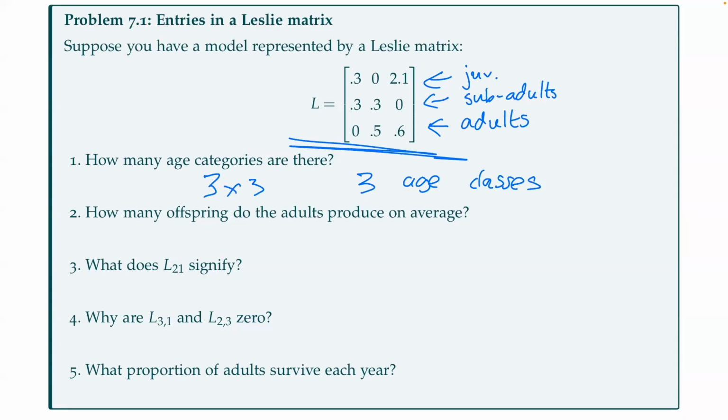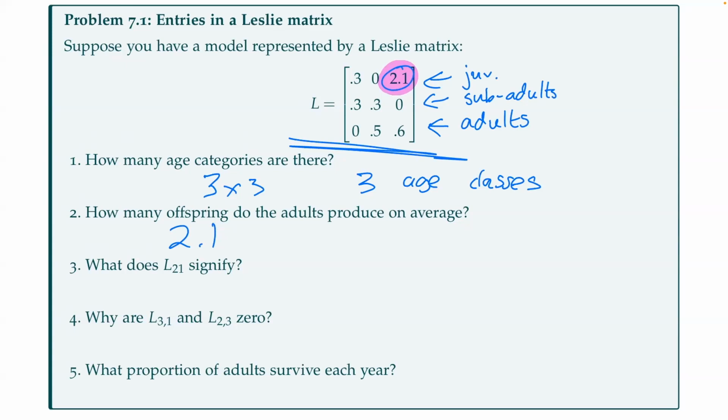Okay, how do we work this out? Well, new things coming into the juvenile class are going to be determined by this first row. And the adults are the third column. That means that we care about this term here, this 2.1. And that is telling me that every adult on average is producing 2.1 juveniles per year. So there's a biological interpretation for every single one of these elements in this matrix.